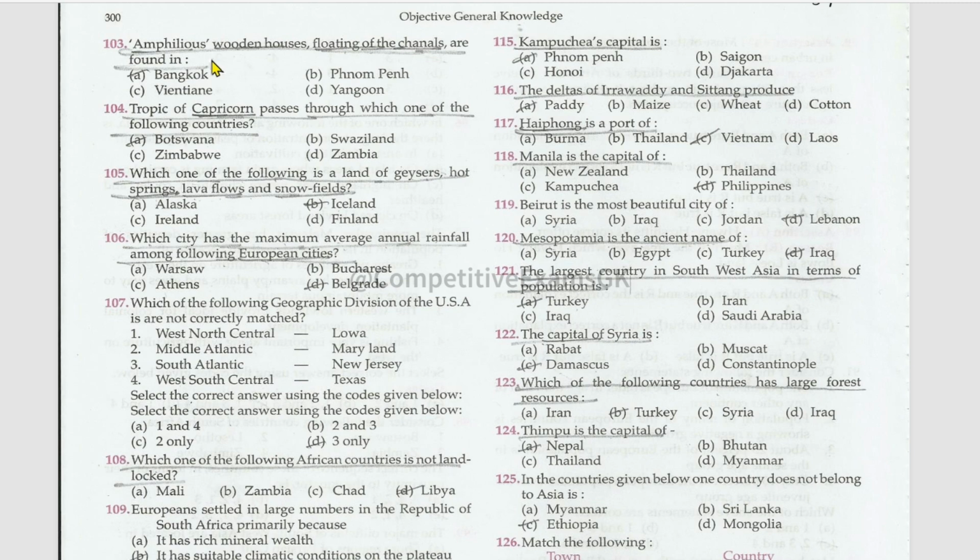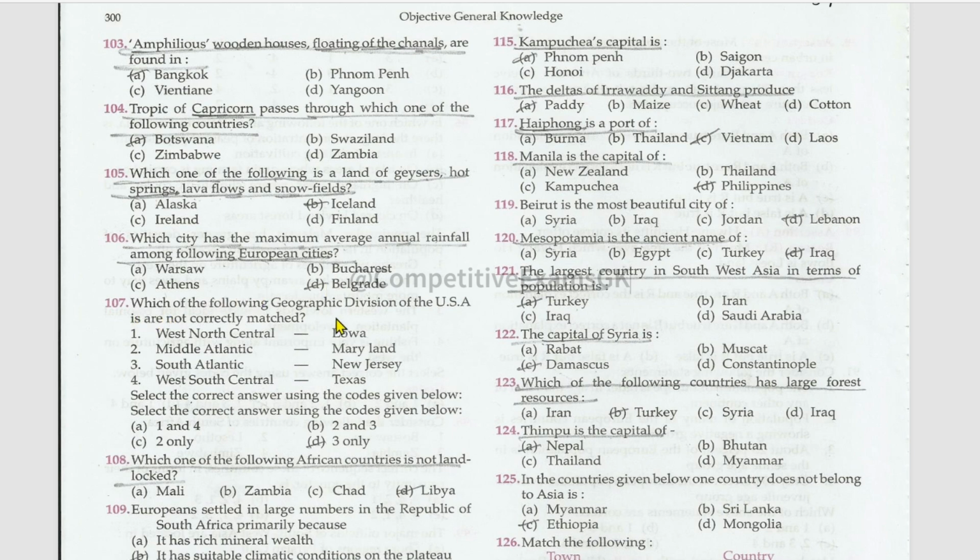Amphibious wooden houses floating on the channels are found in Bangkok. Tropic of Capricorn passes through which one of the following countries? Botswana. Which one of the following is a land of geysers, hot springs, lava flows and snow hills? Iceland. Which city has the maximum average annual rainfall among the following European cities? Among these, Belgrade. Belgrade has the maximum average annual rainfall.